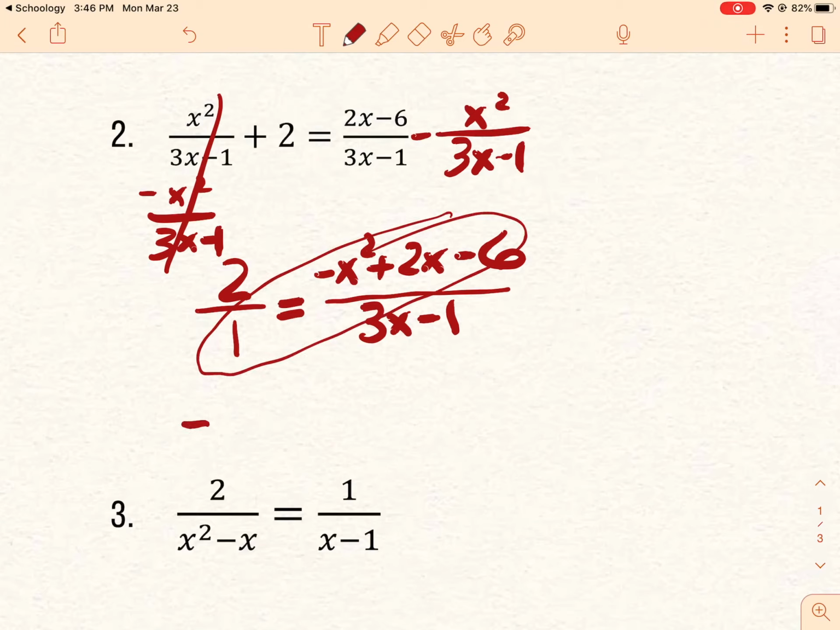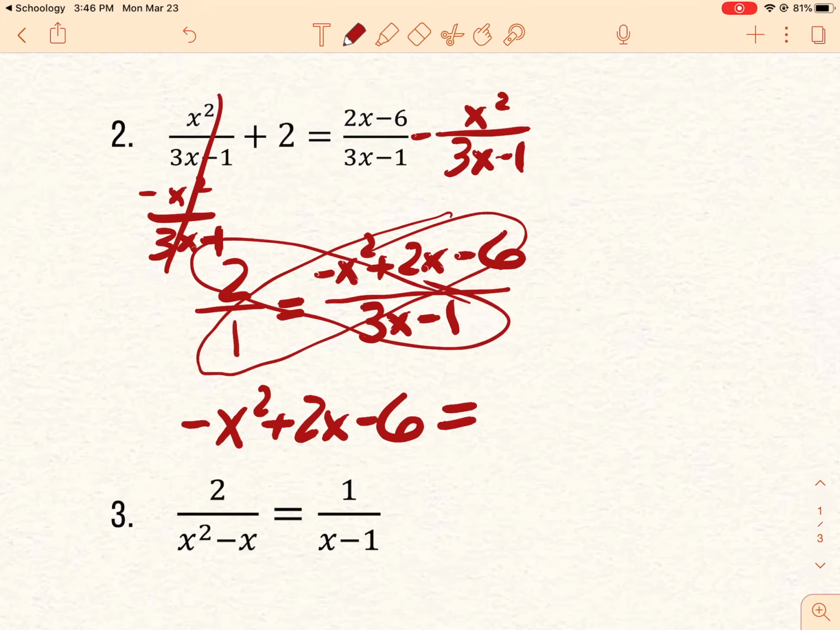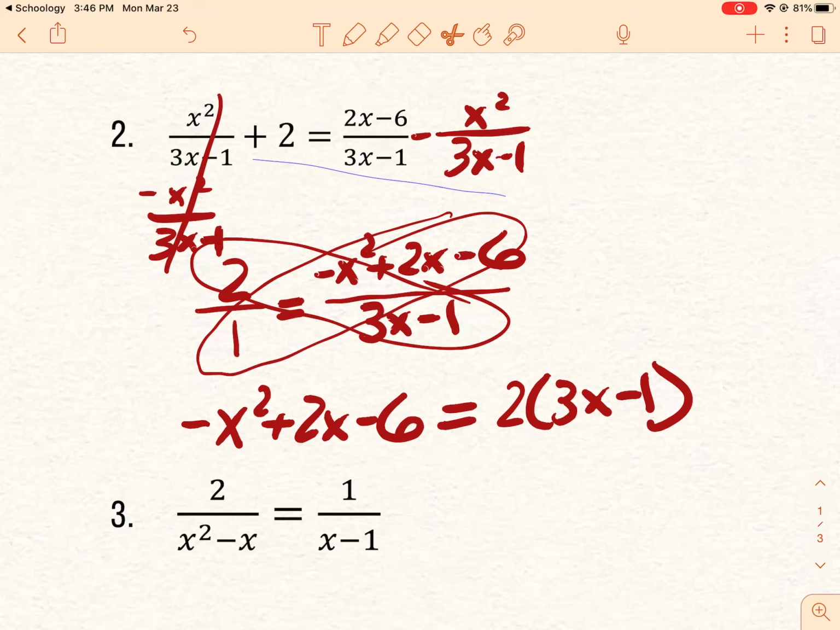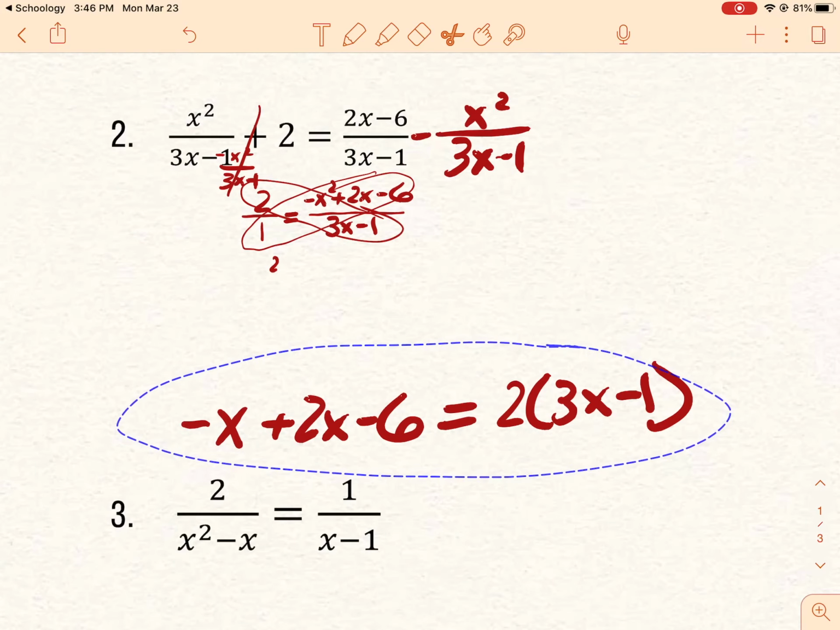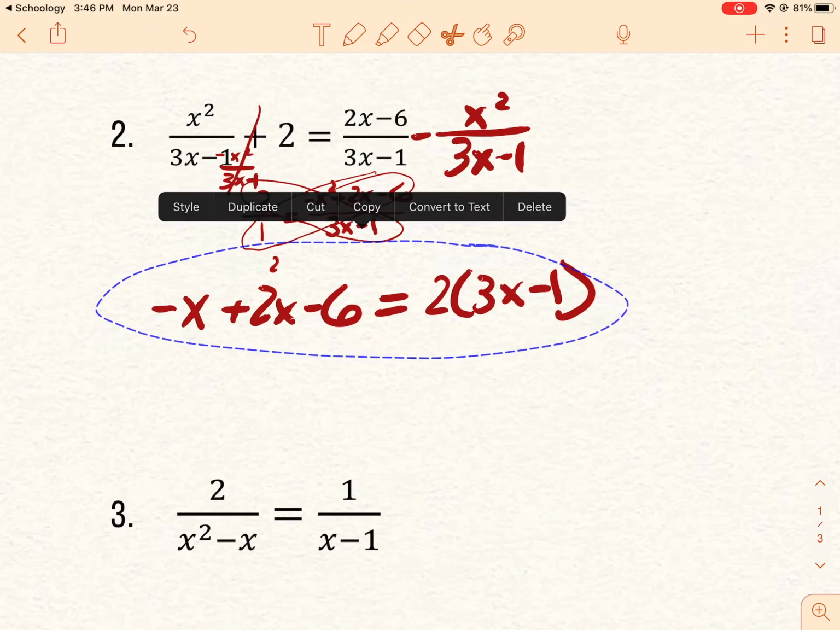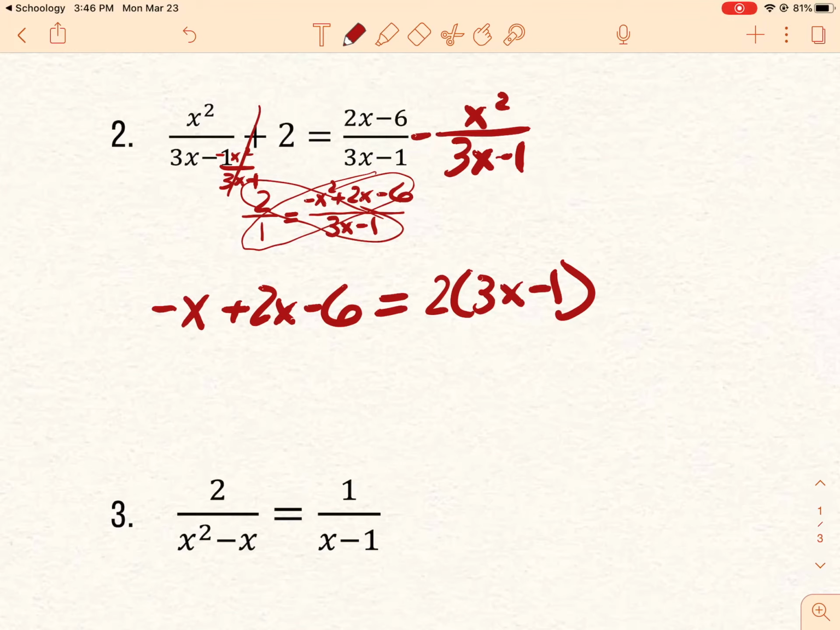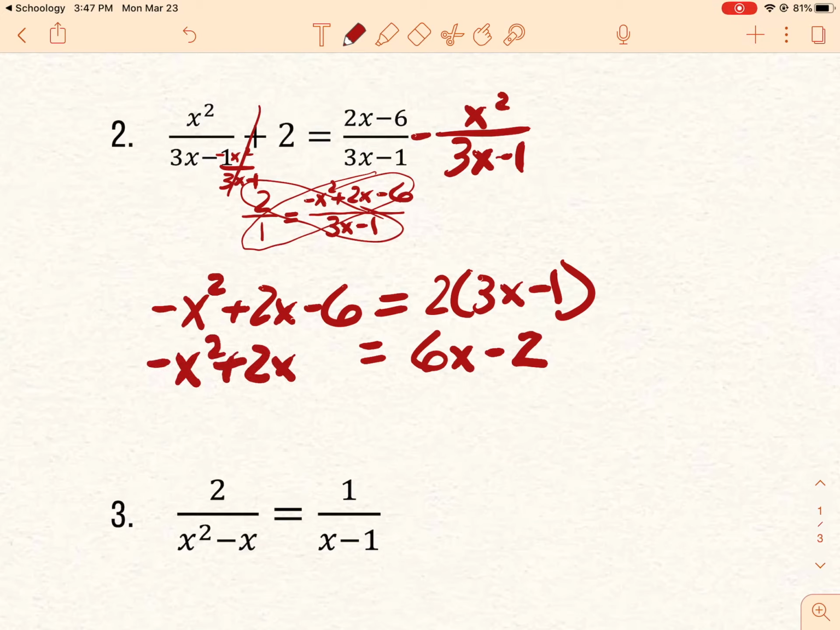So you can cross multiply negative x squared plus 2x minus 6 times 1, and then cross multiply 2 times 3x minus 1, and as we start to simplify that, we're going to get the same answer that we did earlier. So 6x minus 2 over here, I have the negative x squared plus 2x minus 6.